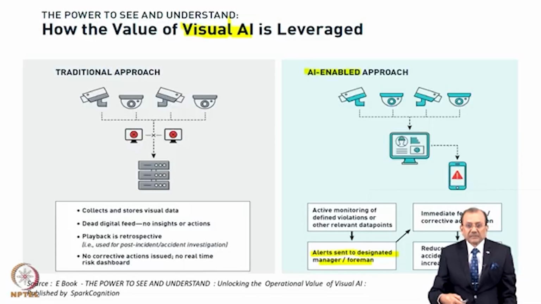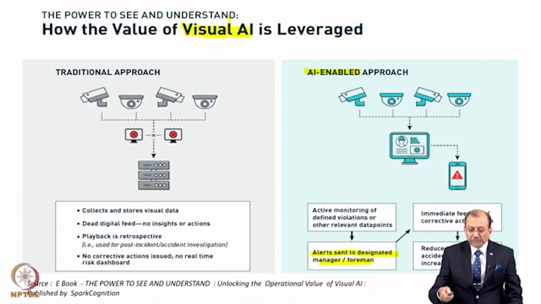Now this is another picture where we are showing how the AI-enabled approach is helping. If we compare with the traditional approach, where the cameras are collecting the pictures, there is no insight, no action, just pictures, which can be retrieved and seen later on. Sometimes we call these CCTVs. But CCTV does not have any intelligence built in.